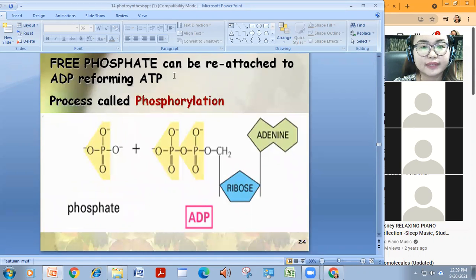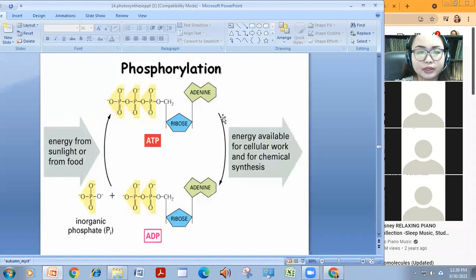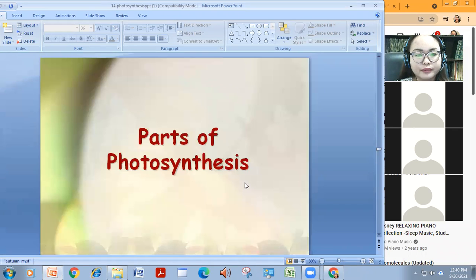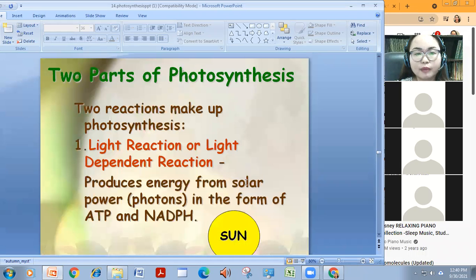And this free phosphate can be reattached again to ADP to form ATP again, a process called phosphorylation. So this is again what happened in the video that I have shown you. This is the overall phosphorylation, wherein energy from the sunlight or from food is available for cellular work and for chemical synthesis, and is being reused through phosphorylation. So the process of photosynthesis has been discussed already in the video.